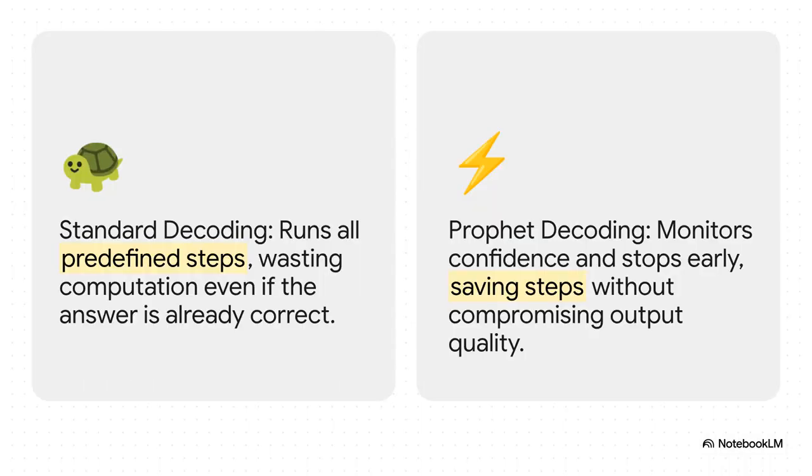And this comparison just shows it all. The standard way just plods along for all 10 of its required steps, even though the answer was totally stable back at step 6. Those last 4 steps, pure wasted computation. But Prophet is smart. It sees the answer has settled down at step 6, it confidently stops the whole process, and in this case, it saves over half the work.